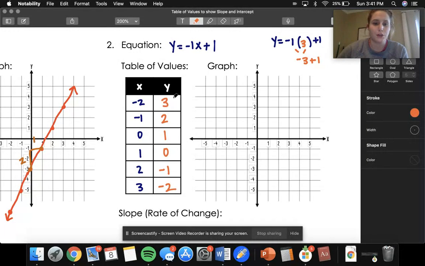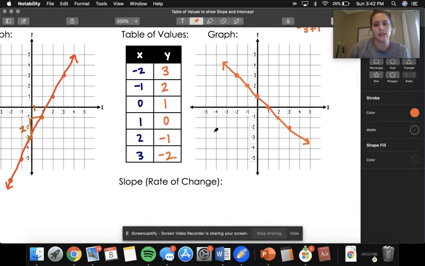Negative 2, 3. So our x is negative 2. Our y is positive 3. Input x, output y. Input a negative 1, output of positive 2. Okay. 0, 1. 1, 0, 2, negative 1, and 3, negative 2. Okay, so then I'm going to connect this with a line because I could have given you different inputs, and so they would continue both directions.